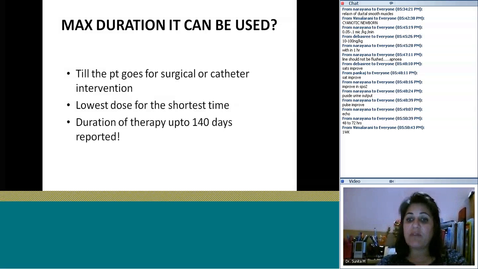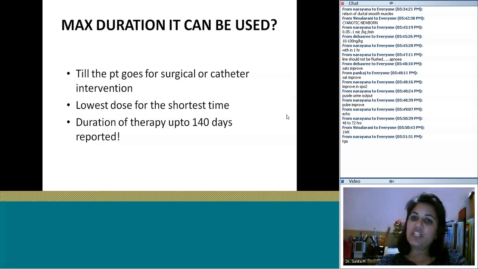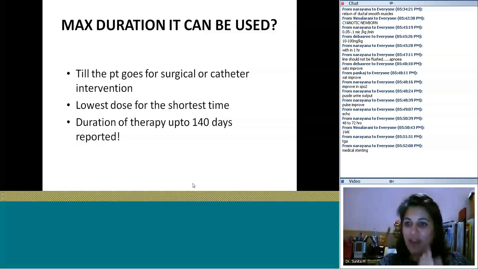And do you know in which kind of patients that has been done? Where they've given therapy for 140 days. 140 days is essentially what? 4 months. Do you know which kind of patients, which university center, where is this done? So TGA, why would you wait TGA 4 months on prostaglandin? Right, in a TGA situation, you're going to switch in or you're going to do a stenting. So this is essentially been used in patients with hypoplastic left heart syndrome.